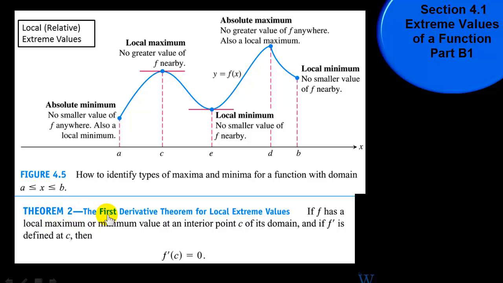By Theorem 2, the first derivative theorem for local extreme values. If f has a local maximum or minimum at an interior point C in its domain, and if f prime exists, that means we can find its derivative there, then f prime of C is equal to 0, which makes sense because the slope of the line tangent to these two local extreme values is 0.